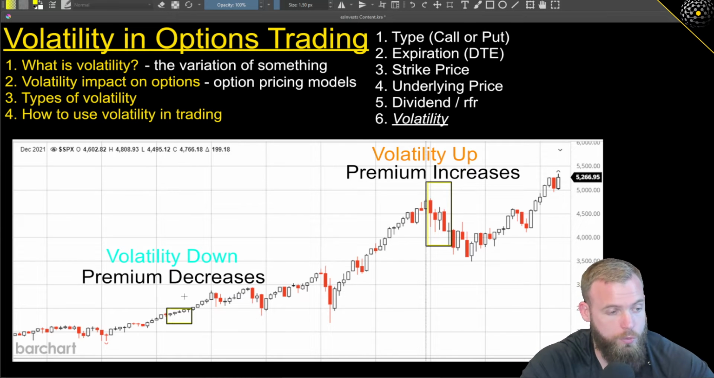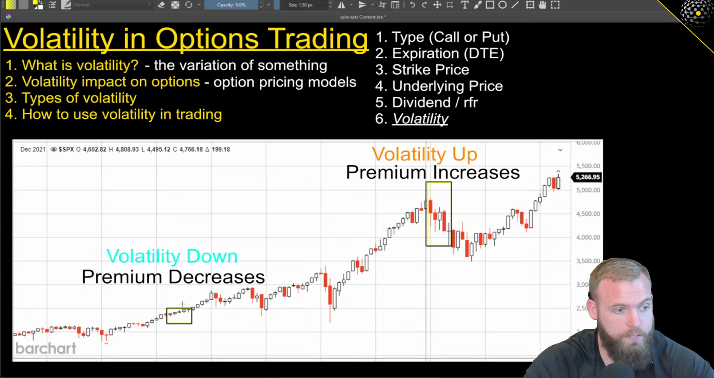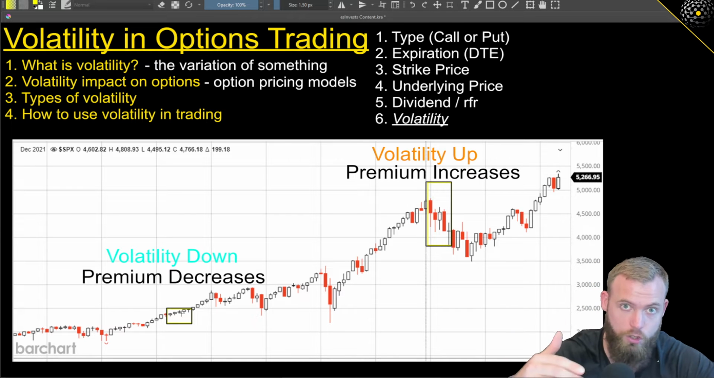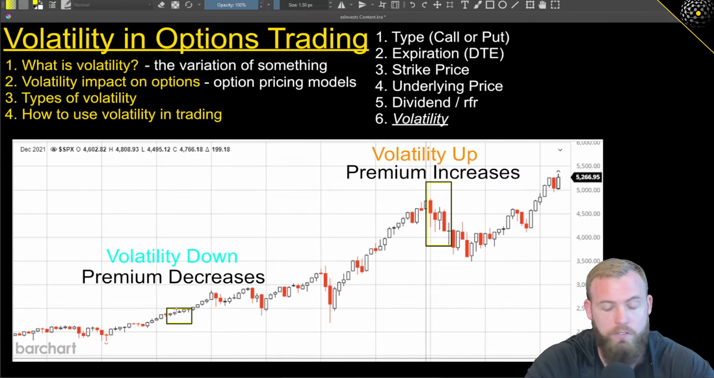And volatility is going to contract for everything if volatility contracts. So the impact that volatility has on options is essentially it's the lifeblood of options, because it's the only thing that we don't actually know when we're pricing them.